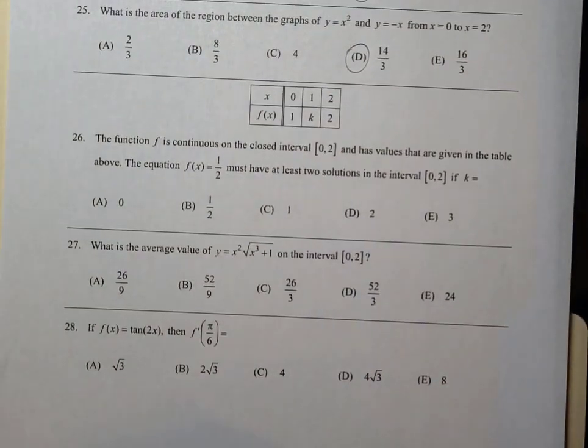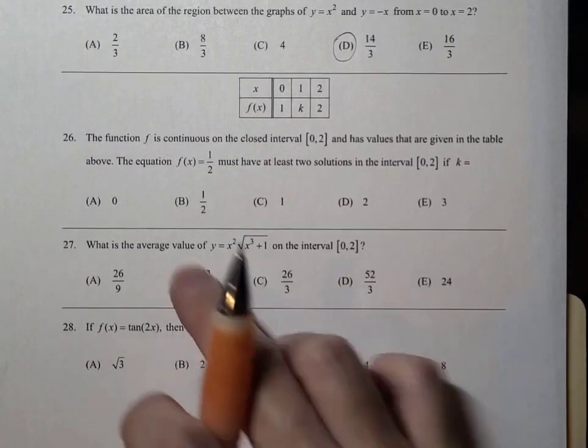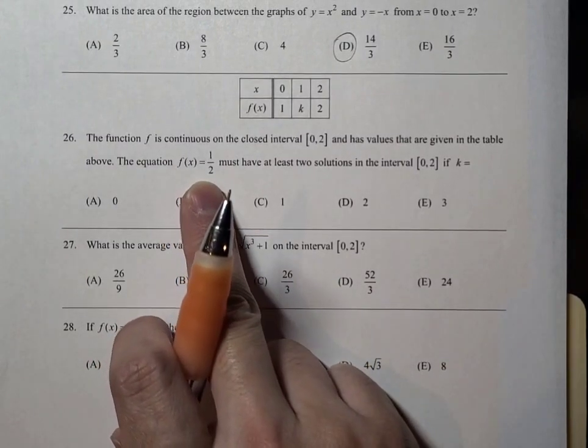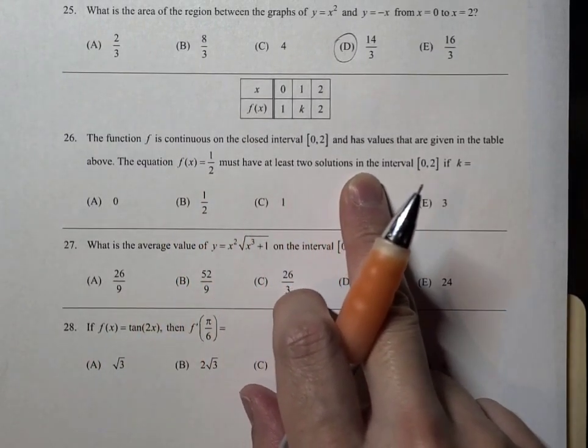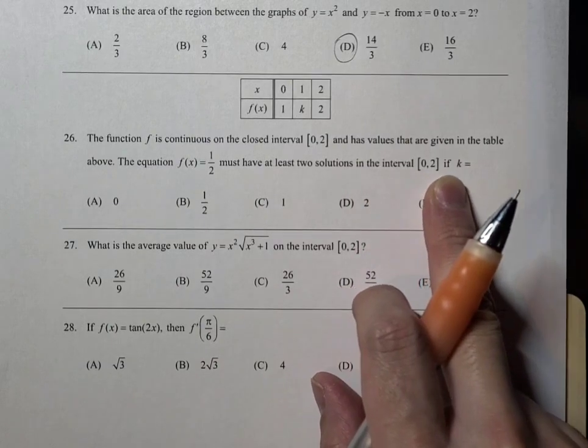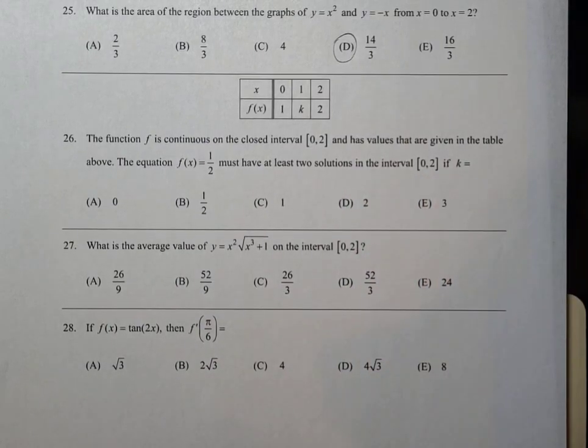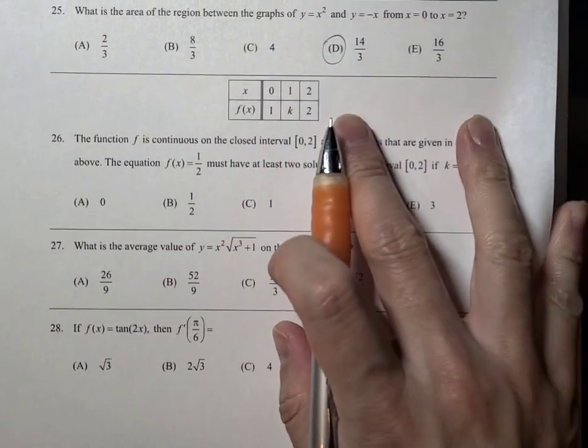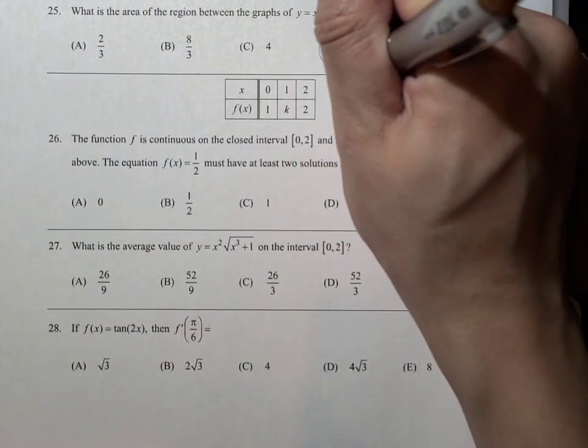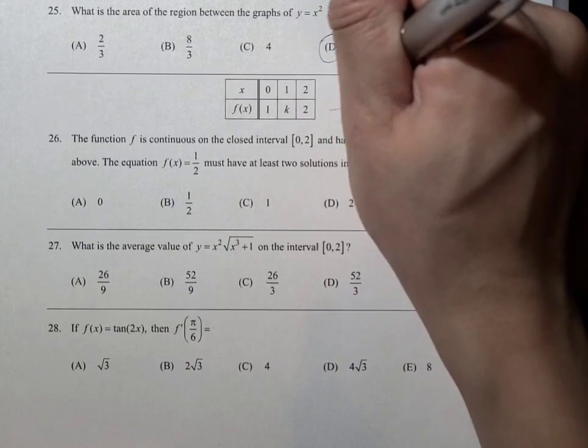Okay. The function f is continuous on the closed interval 0 to 2 and has values that are given in the table above. The equation f of x is half must have at least 2 solutions in the interval 0 to 2 if k is equal to what? Okay, this is just testing you on the intermediate value theorem. So let's even just sketch this out real quick if you don't remember what that theorem says.